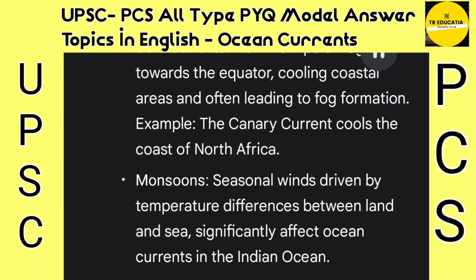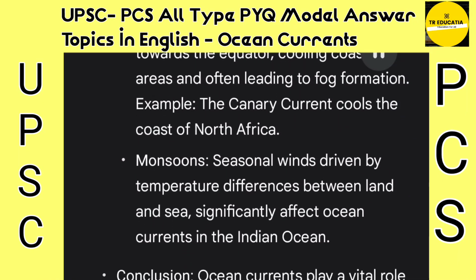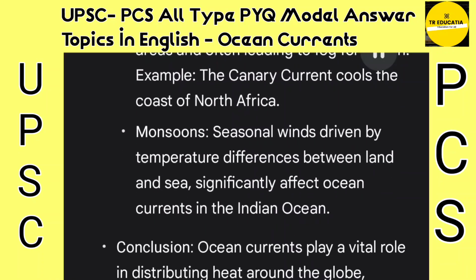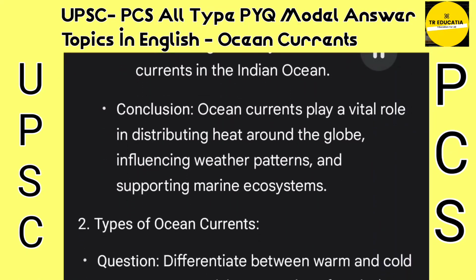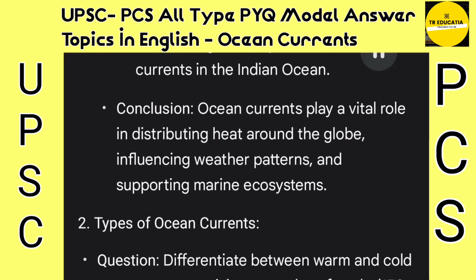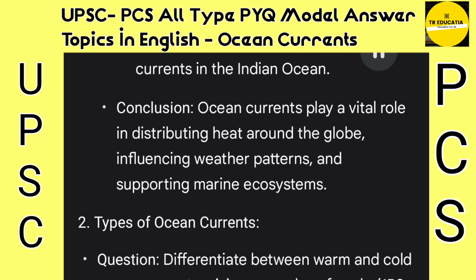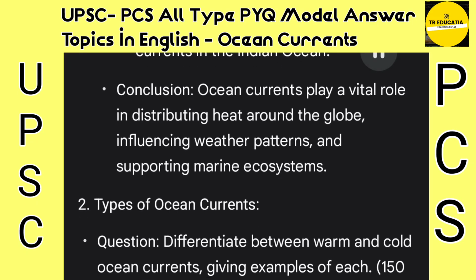Monsoons. Seasonal winds driven by temperature differences between land and sea significantly affect ocean currents in the Indian Ocean. Conclusion: Ocean currents play a vital role in distributing heat around the globe, influencing weather patterns, and supporting marine ecosystems.